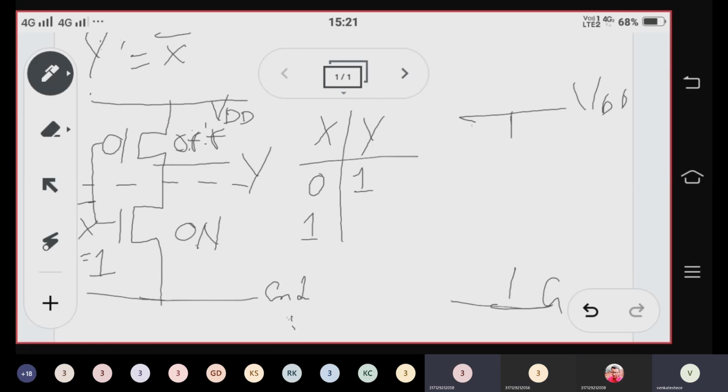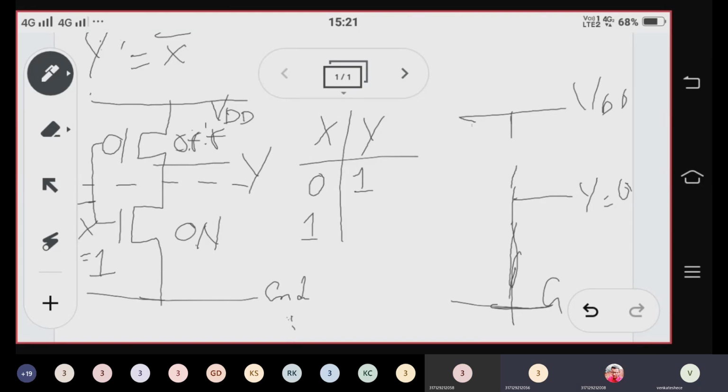Now, coming to our circuit diagram, PMOS is in off condition, which means it is acting like an open switch, whereas NMOS is in on condition, which means it is acting like a closed switch. Now I am taking output in between the pull-up and pull-down network. Is my output connected to VDD or ground? Ground, sir. Output is equal to 0 volts.